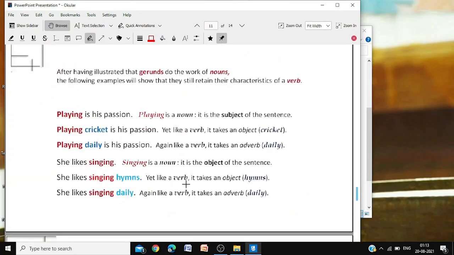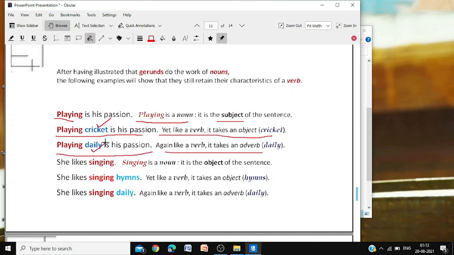After having illustrated that gerunds do the work of nouns, the following examples will show that they still retain their characteristic of the verb. Playing is his passion. So playing is a noun because it is the subject of the sentence. Playing cricket is his passion. Yet like a verb, it takes an object. Playing what? Playing cricket. Playing daily is his passion. Again like a verb, it takes an adverb. Playing when? Playing daily.